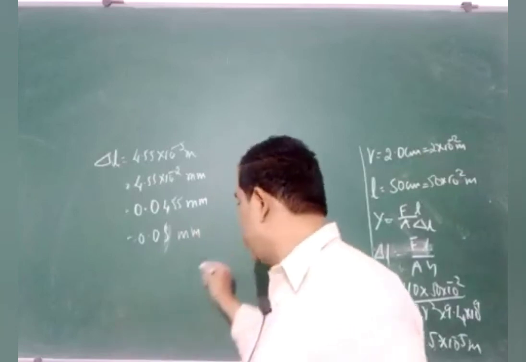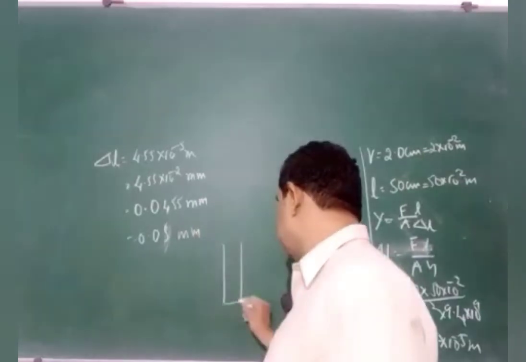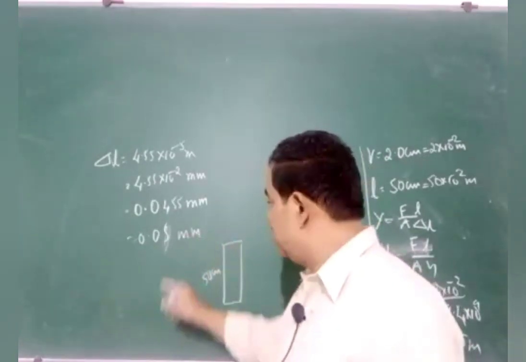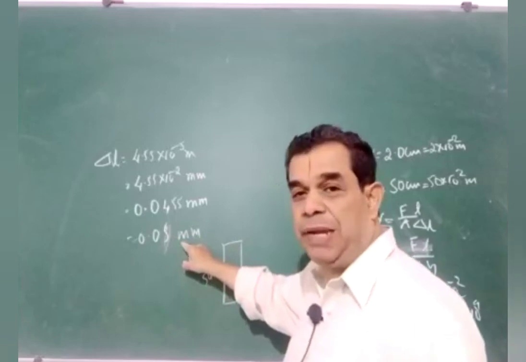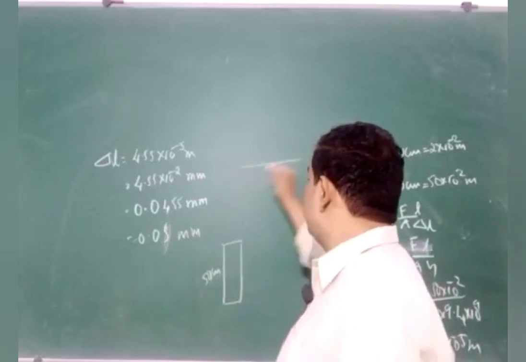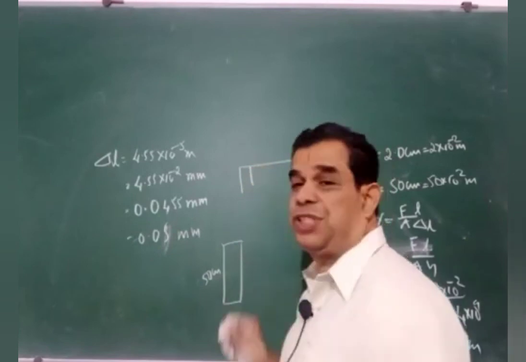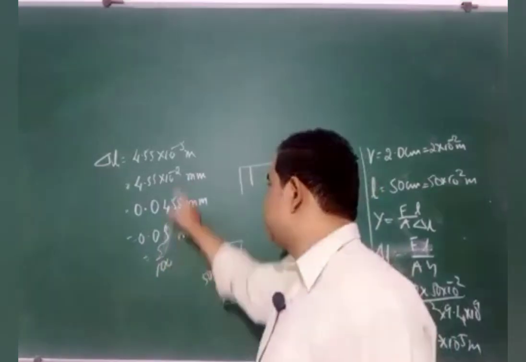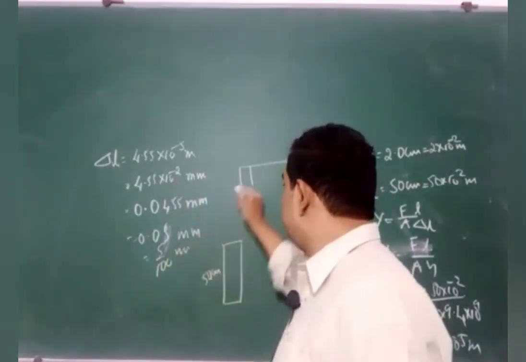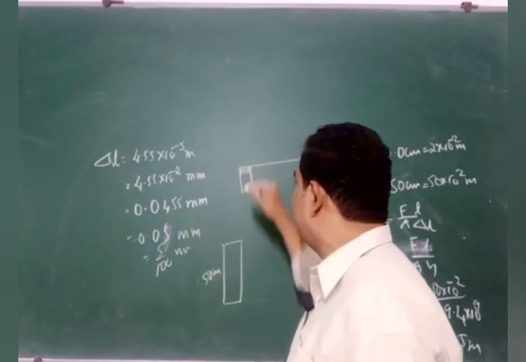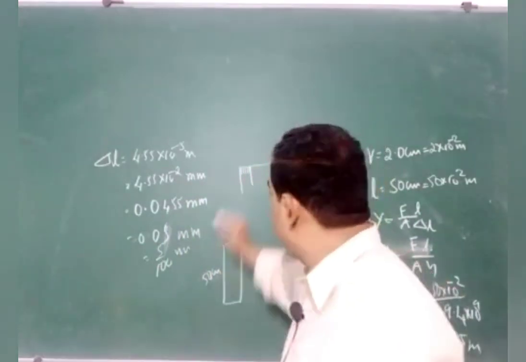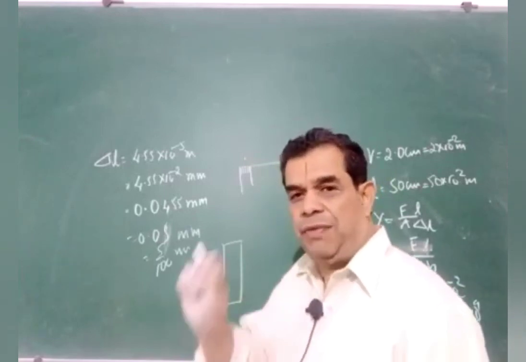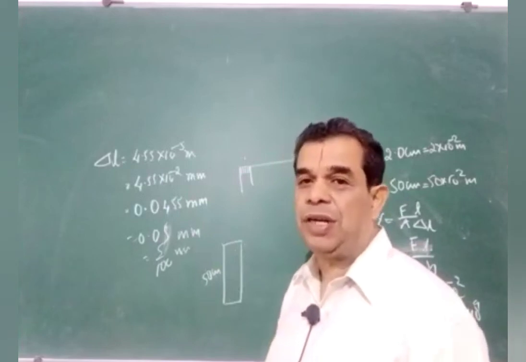That thigh bone of that person, if it is 50 centimeter there, with that so much of load, it gets compressed by 0.05 millimeter. Means what? Say in your scale, one small division is 1 millimeter. This is 5 by 100, as we have written here, millimeter. That means you make this one small millimeter into 100 divisions. Out of that, you take only 5. So you can feel how much smaller it is. You will not be able to get it. Very, very small.